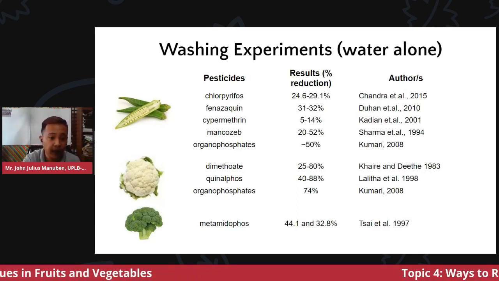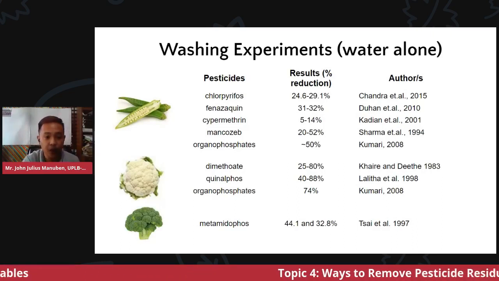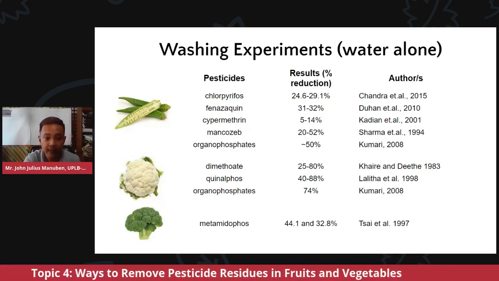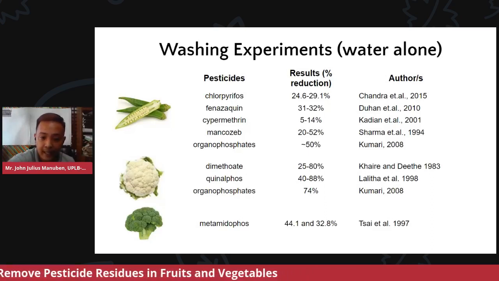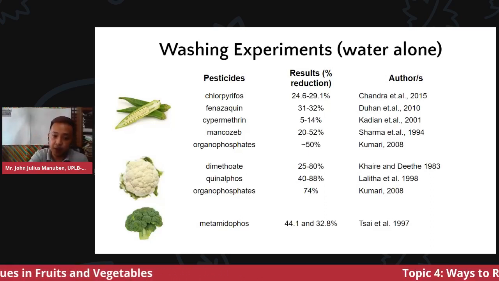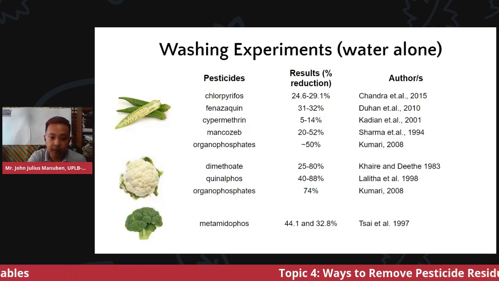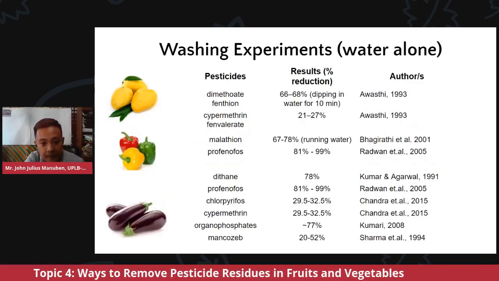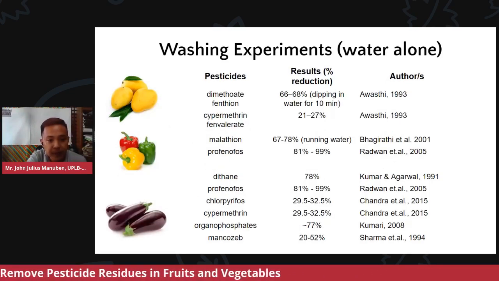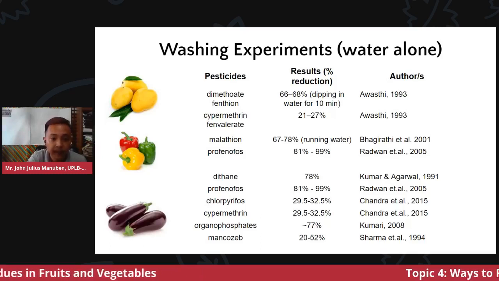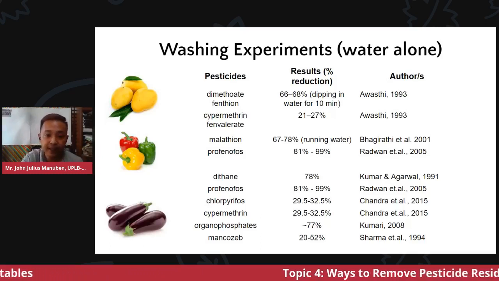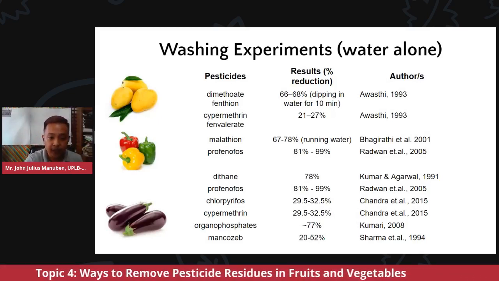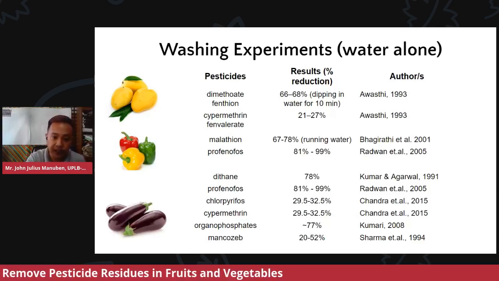And then for other vegetables like cauliflower, they reported dimethoate reduction around 25 to 80, quinalphos around 40 to 88, and some organophosphates around 74. And then broccoli, 44.1 and 32.8. And some of the experiments, they used mango. So they reported around 66 to 68% dimethoate reduction and phenthoate. So dipping lang ito in water for 10 minutes.